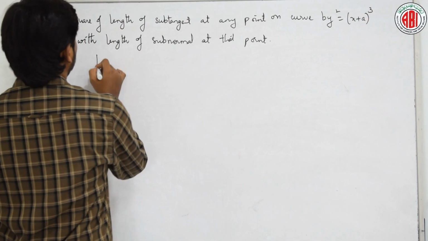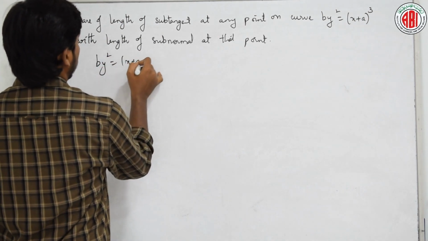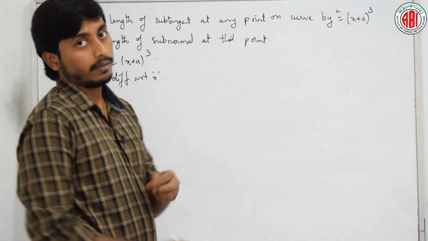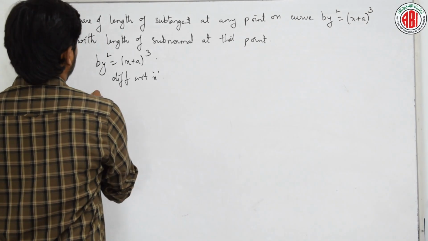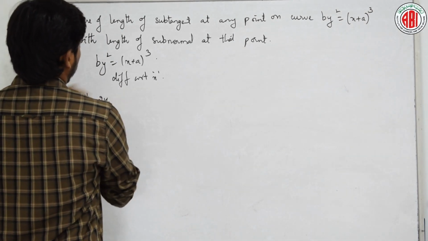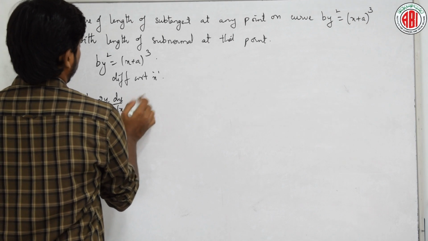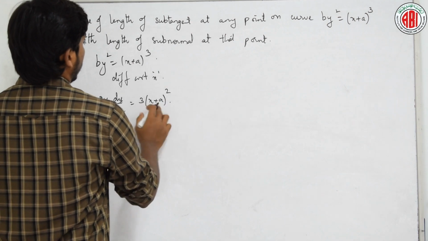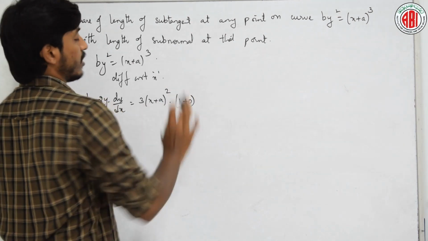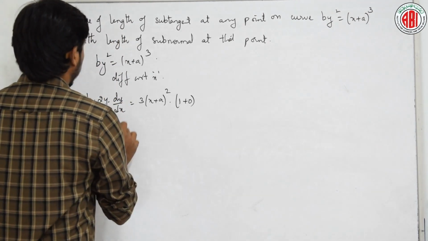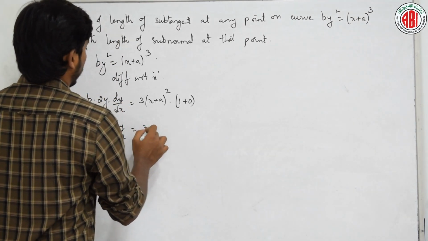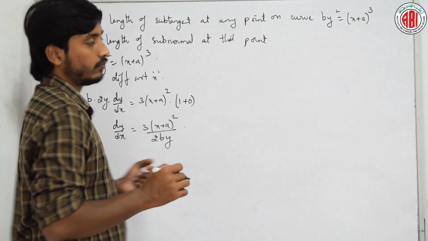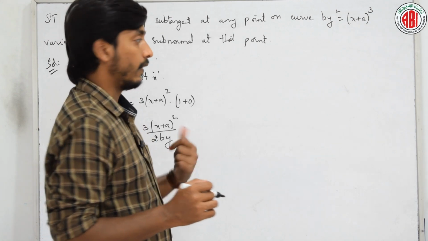Okay, what is the given curve? b y square is equal to x plus a whole cube. Let us differentiate with respect to x. What is the differentiation of b y square? b is a constant. y square's differentiation is 2y into dy by dx. And differentiation of this is 3 into x plus a whole square, into x's differentiation is 1, a's differentiation is 0. So we will get dy by dx is equal to 3 into x plus a whole square by 2by. Clear? Fine? Good.